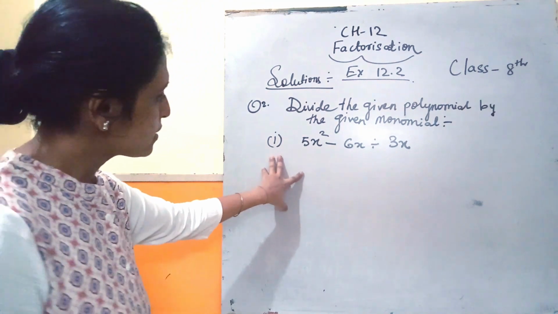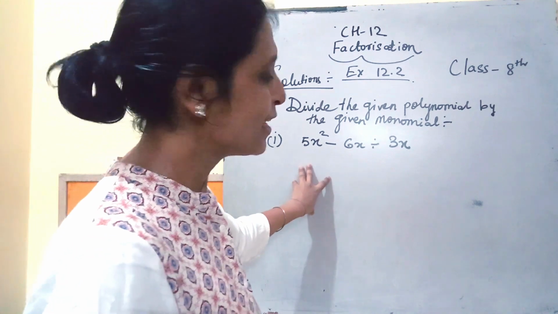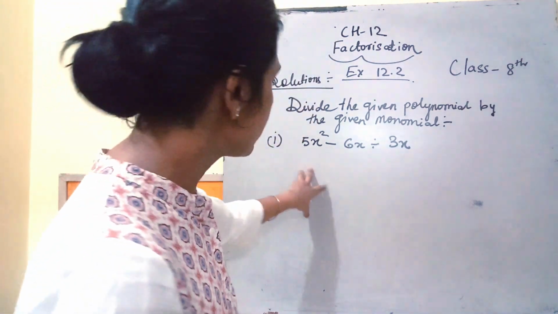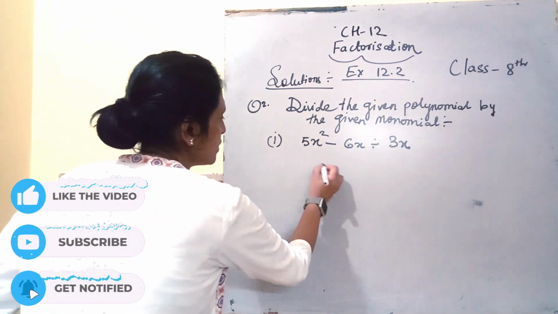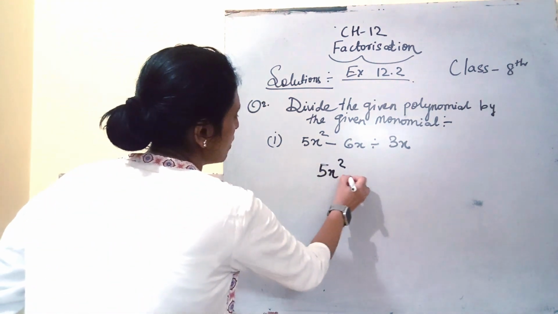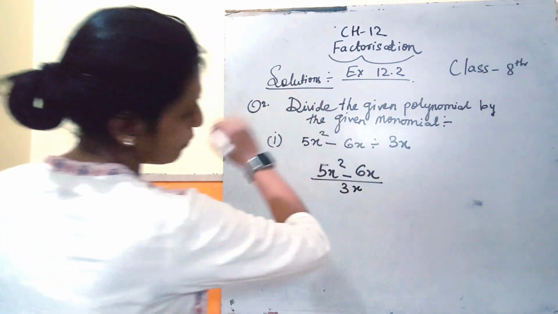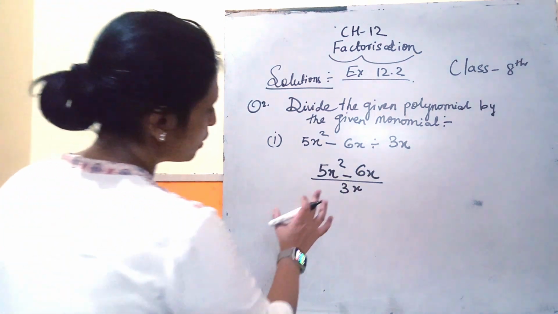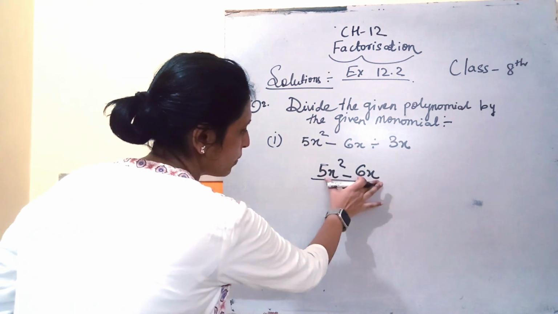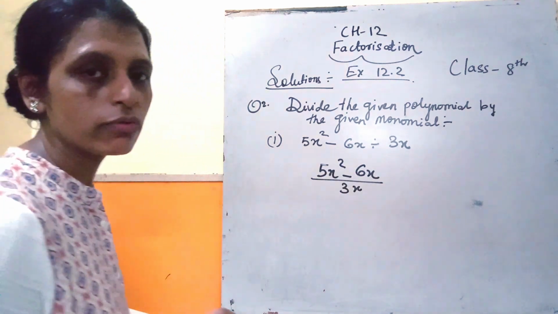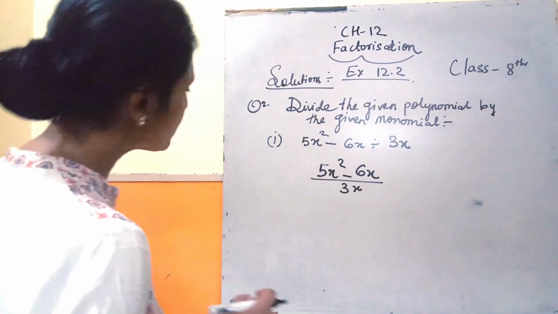The first part is that we have to divide 5x square minus 6x by 3x. ठीक है, 5x square minus 6x को हमको 3x से डिवाइड करना है. So it is 5x square minus 6x upon 3x. Okay, so what we have to do here? First see, because it is a binomial containing two terms, we can first take out the common factors of this expression.